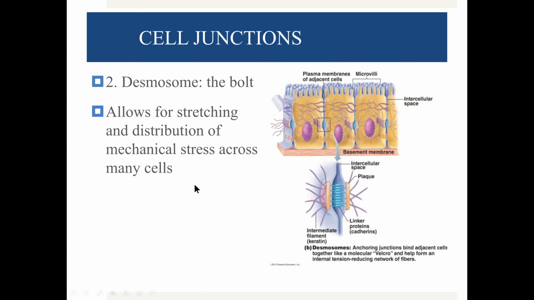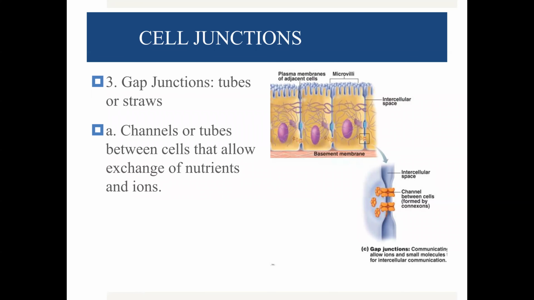They are like bolts, okay? They allow stretching and distribution of mechanical stress across many cells. And then gap junctions are tubes or straws. These are gap junctions between cells, and these are actual channels that allow exchange of nutrients, okay?